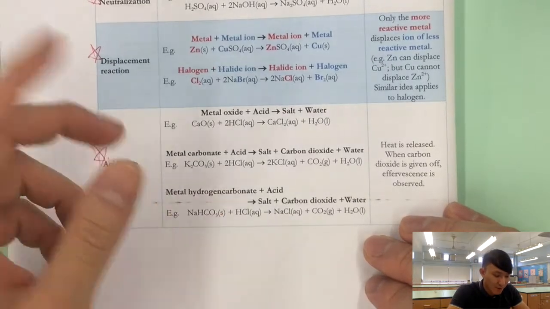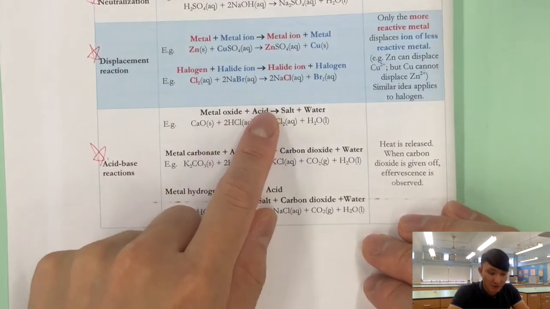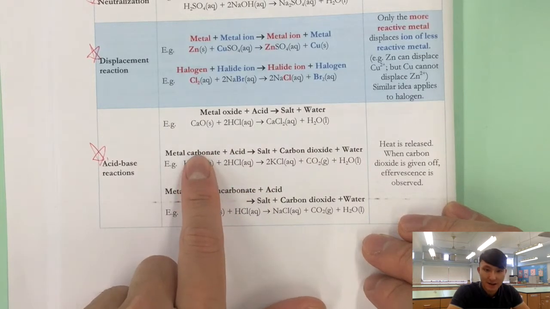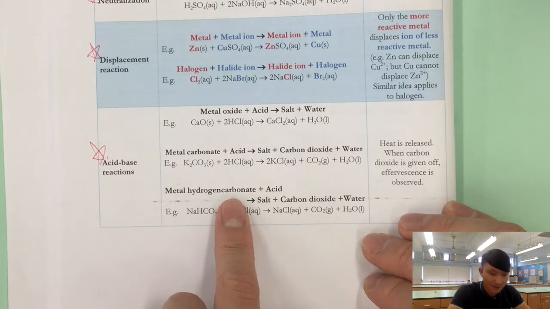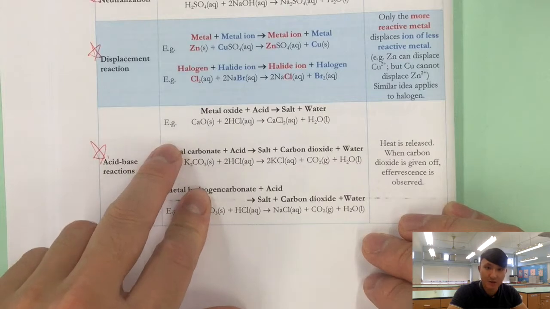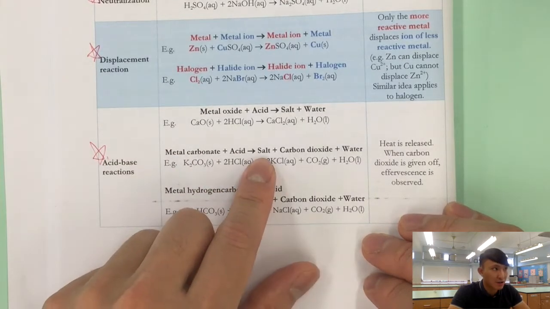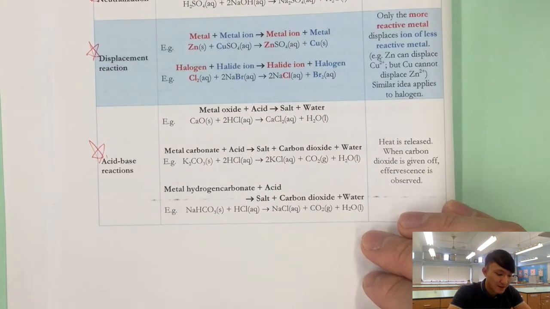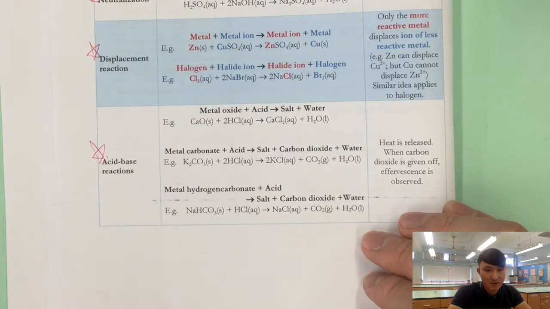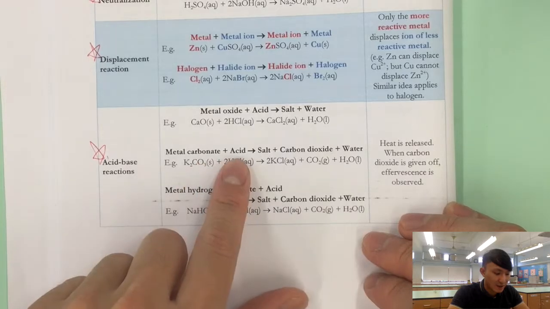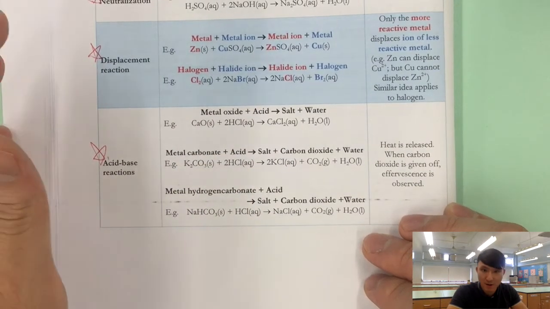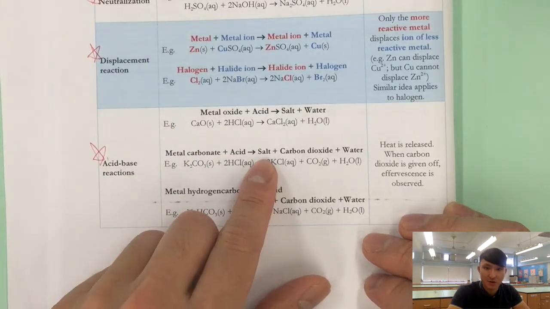Okay, so metal oxide reacts with acid to form salt and water. Okay, metal carbonate, metal hydrogen carbonate, both can react with acid to give you 3 products. Give you a salt, give you carbon dioxide, give you water. Okay? Now you may notice that most of the reactions involving acid with metal or metal compound will give rise to a salt.